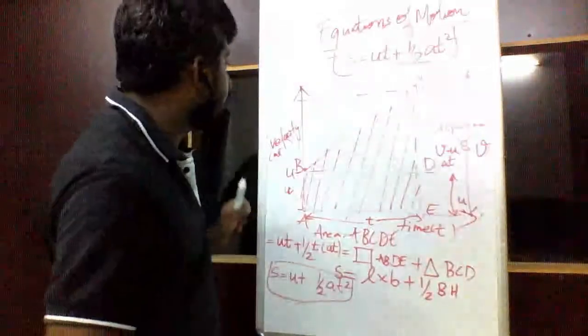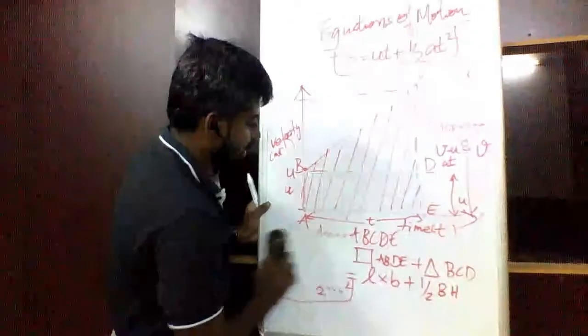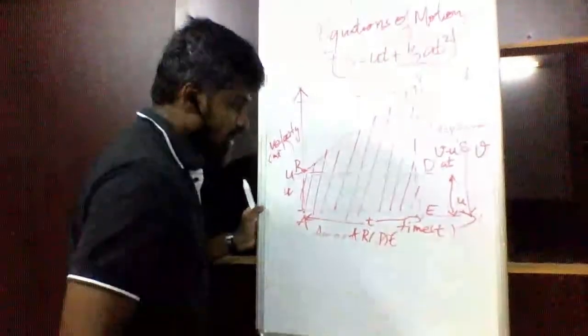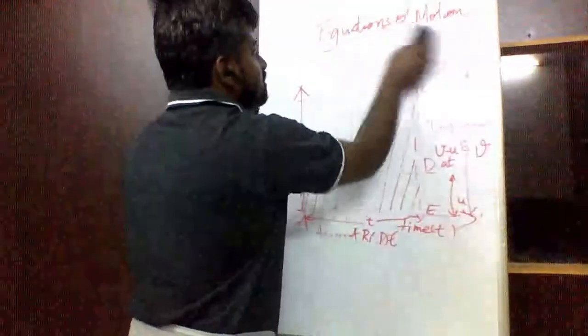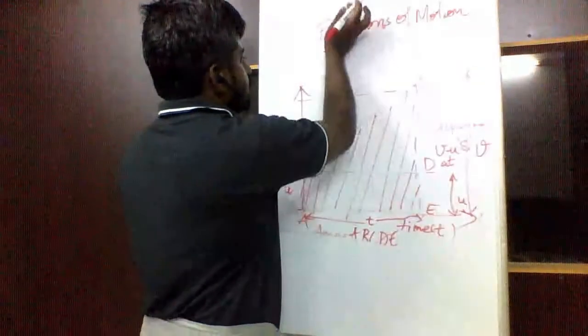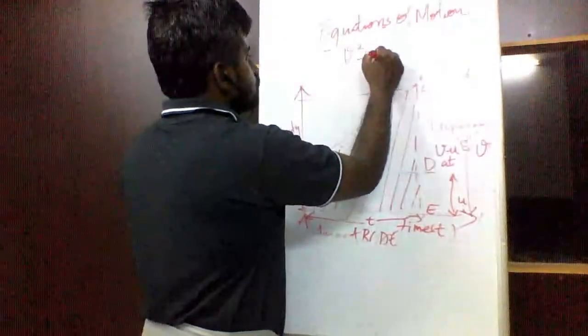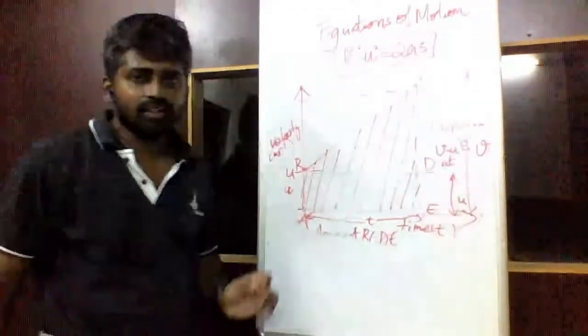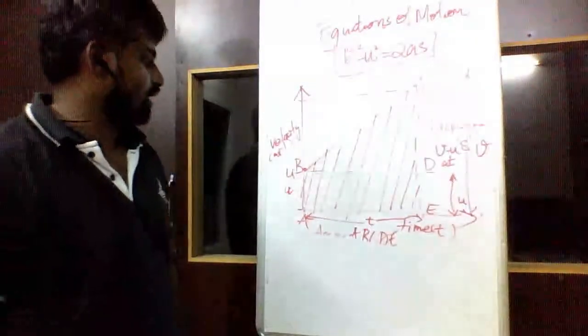Now we are going into the third equation. What is this third equation? This third equation is v square minus u square is equal to 2as. Fine. This is the third equation. Okay, simple.